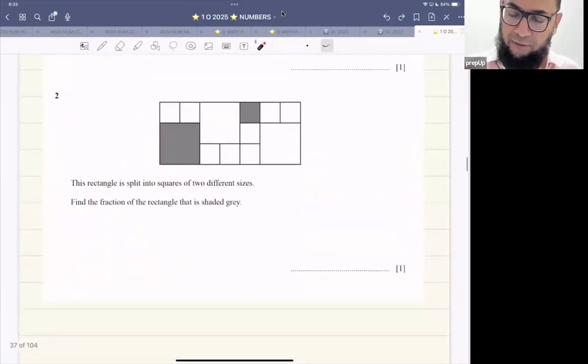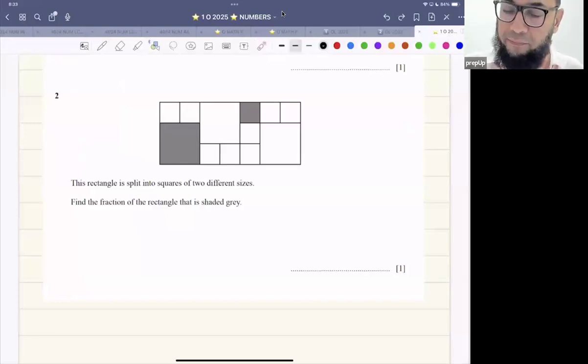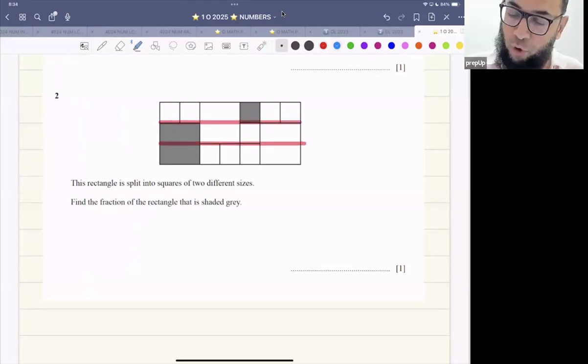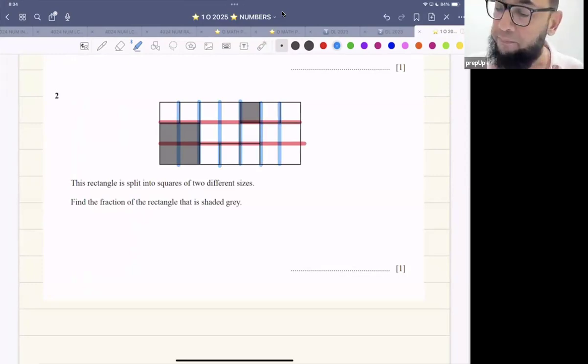Okay, this one. The rectangle is split into two different sizes. Find the fraction of the rectangle that is shaded. So what we do is that, let me just break this up. So this is like a line like this. One line, two line. Let me draw vertical line. 1, 2, 3, 4, 5 is there. 6 and 7. How many squares are there?